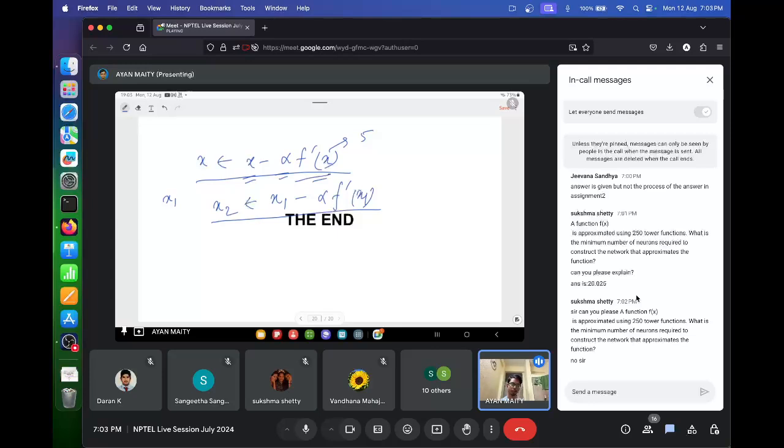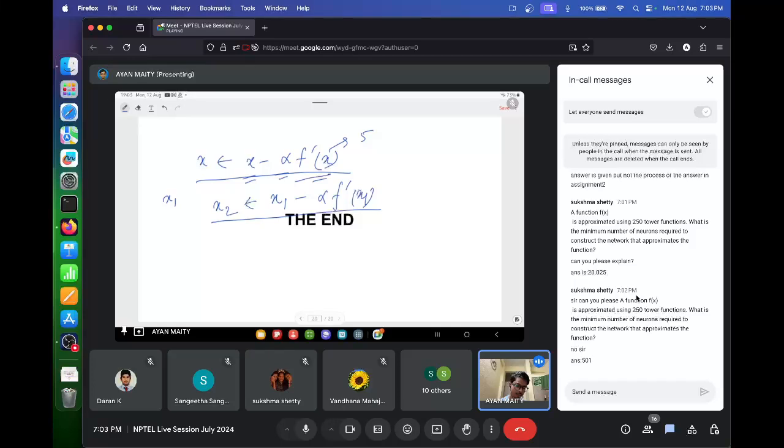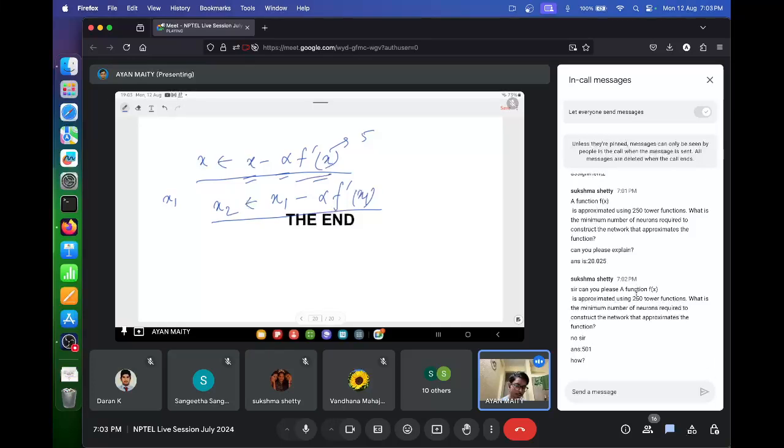Shouldn't the answer be 250? I think what should be the answer here? Answer is 501. I also don't know how to compute that. No, right now I can't think of how to compute that.